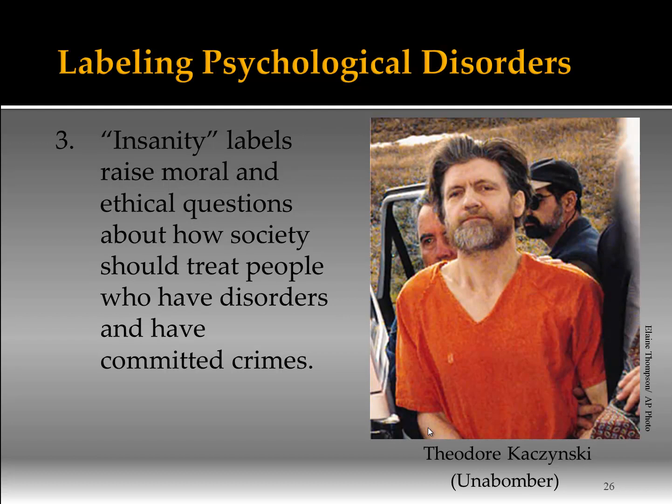Additionally, the insanity label oftentimes raises a lot of moral and ethical questions about how society should treat people. If a person is insane, can we put them on trial? Can we subject them to the death penalty? Theodore Kaczynski here is an individual who pleaded not guilty due to insanity, and he's better known as the Unabomber. He had a thing for blowing up United Airlines planes, and he killed several hundred people. And everybody wants to see this guy more or less burned at the stake for what he did.